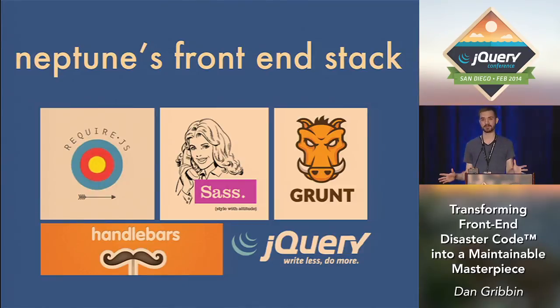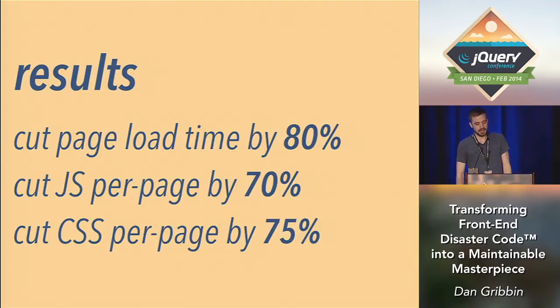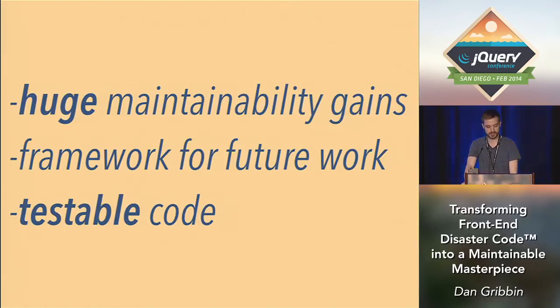This is a really high-level view of Neptune. I really don't have time to cover everything, all the work that went into it. But when all was said and done and we released our first iteration, the results were kind of mind-blowing. We cut our page load time by 80% across the board. Much of that was really due to cutting out all the unnecessary cruft that we were loading, taking advantage of a lot of caching techniques, and loading our scripts at the bottom of the page rather than the top, which actually turned out to be a pretty huge deal.